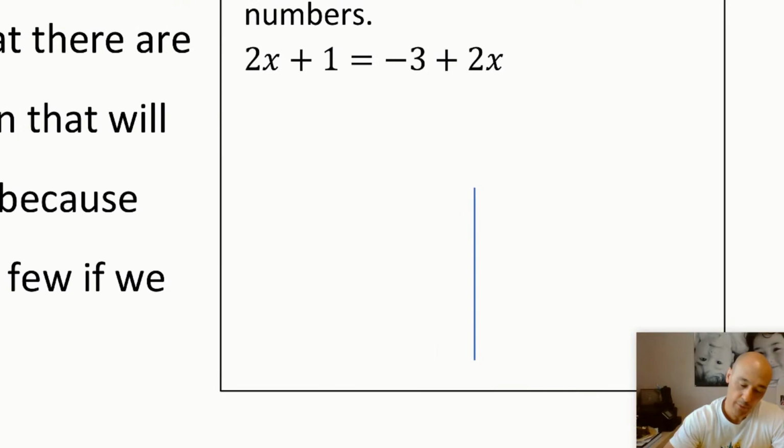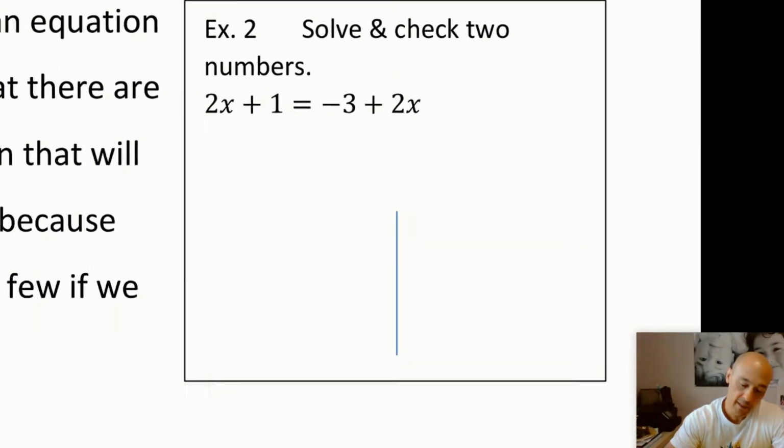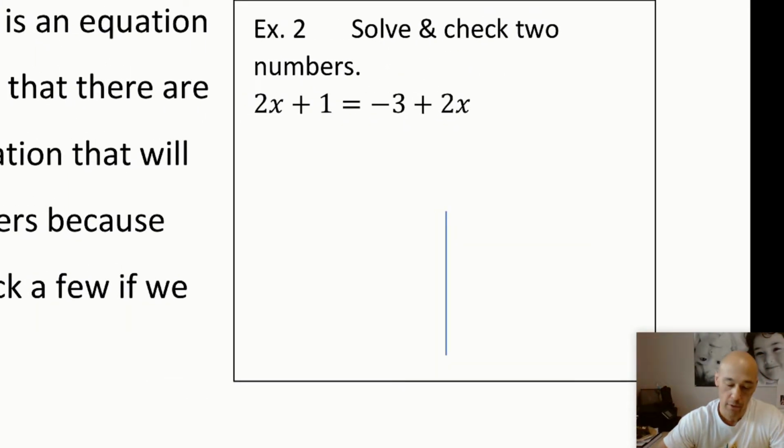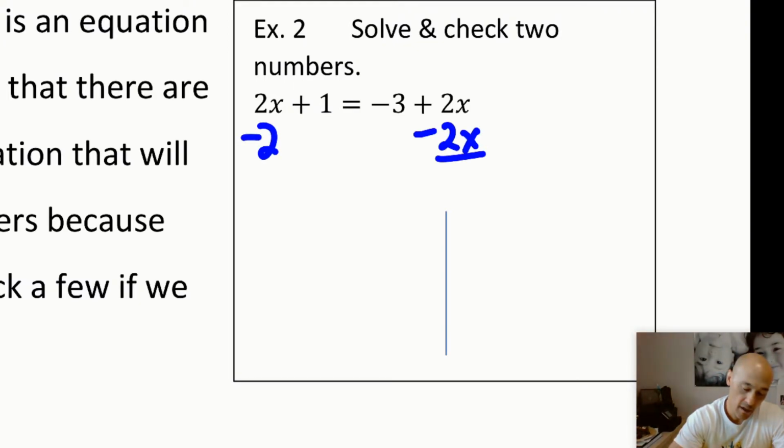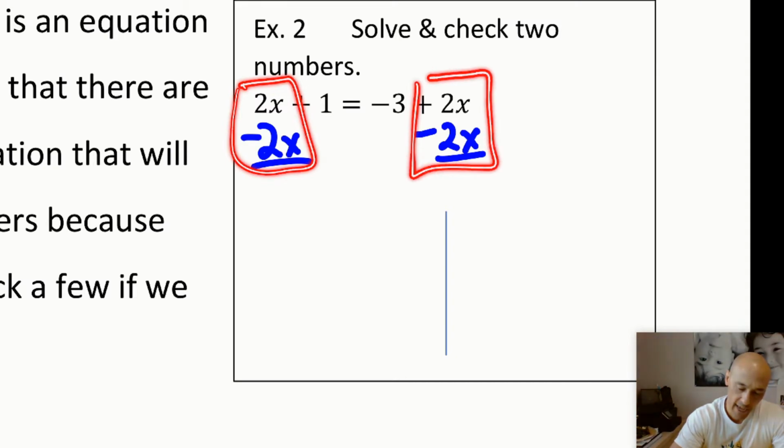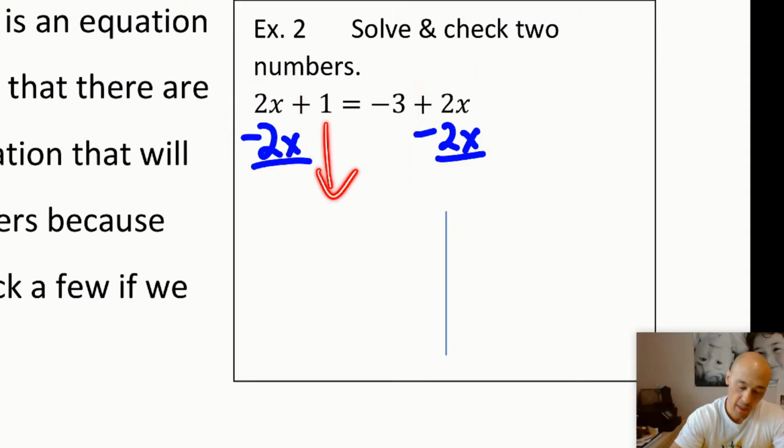So we're going to look at example 2 here. It says to solve and check two numbers. So I'm going to solve. My first step is I'm going to try to get all of my x terms on one side. So I'm going to subtract 2x on the left and the right. That will make this a 0. And it will also make that a 0. So all we have left are 1 is equal to -3.